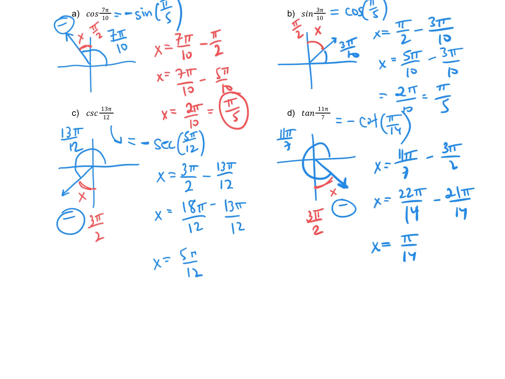So with these identities, we need to find that x value, in this case our complementary angle, so that we can then apply our cofunction identity while also keeping in mind our CAST rule. And that's it.